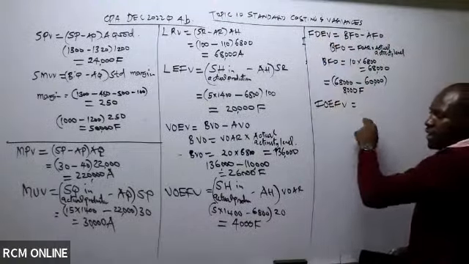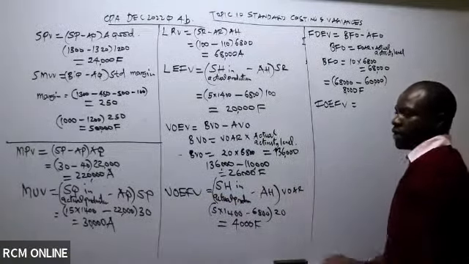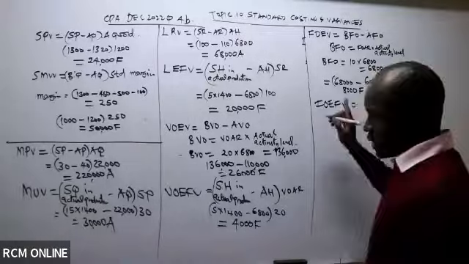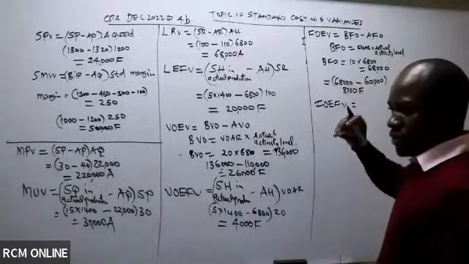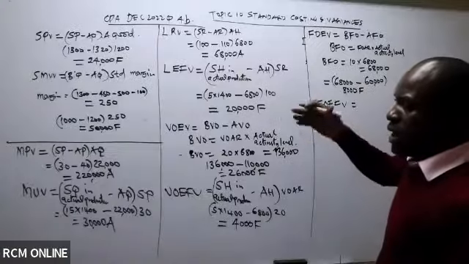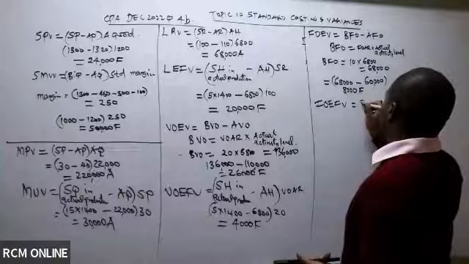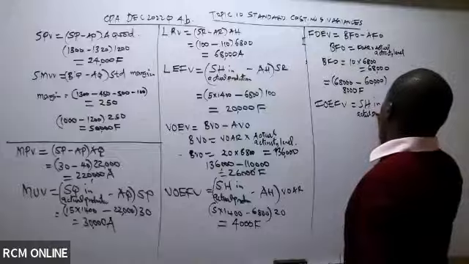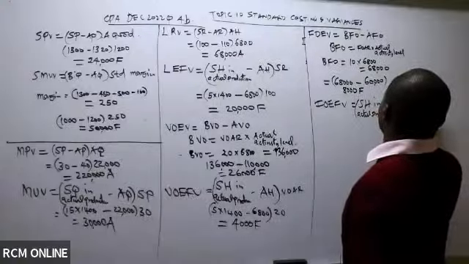Fixed overhead efficiency, we are repeating this one here, but instead of variable overhead absorption rate, we are talking about fixed overhead absorption rate, right? Why are we doing that? Our fixed overheads were being absorbed based on labor hours, not units of output, based on labor hours. So it's going to be standard hours in actual production minus actual hours multiplied by fixed overhead absorption rate.